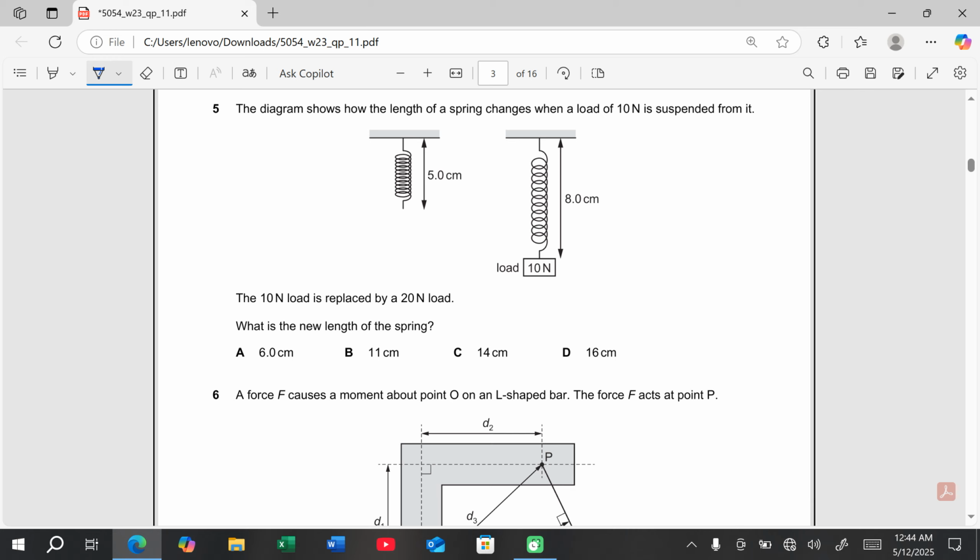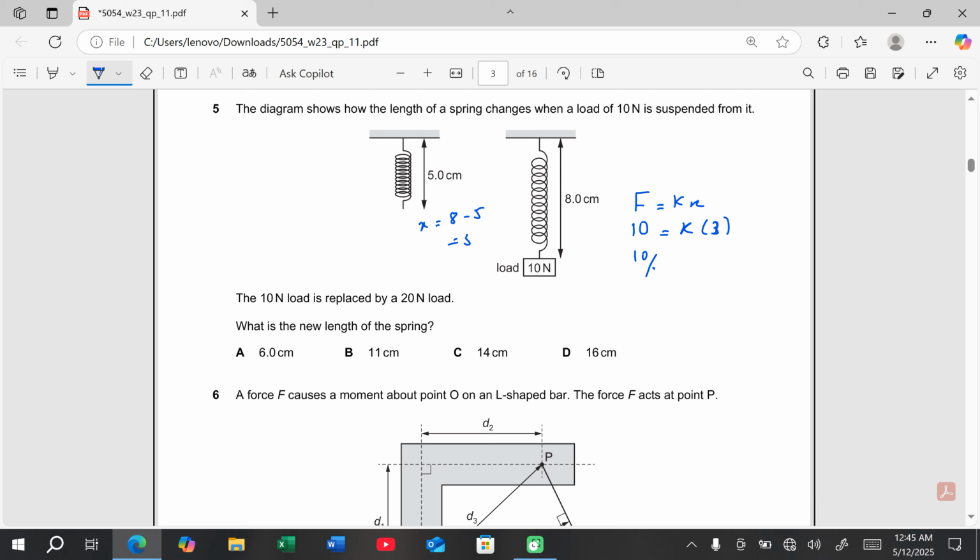The next question says the diagram shows how the length of the spring changes when the load of 10 Newton is suspended from it. That 10 Newton load is replaced with 20 Newton. What is the new length of the spring? That's easy. First of all, you will apply Hooke's law, which is F equals Kx. Now the load was initially 10 and the extension we need to find out from here, which is 8 minus 5, that is 3. So I'm going to use 3 as an extension.